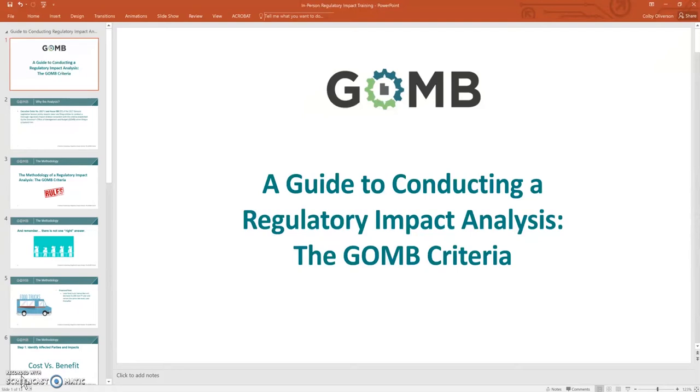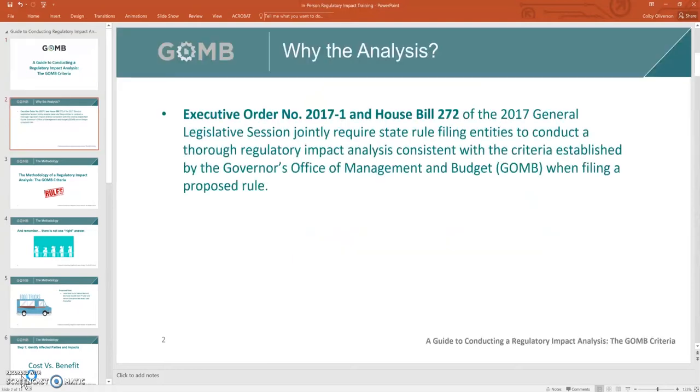So first, I want to answer the question, why is the analysis necessary? Executive Order number 2017-1 and House Bill 272 of the 2017 General Legislative Session jointly require state rule filing entities to conduct a thorough regulatory impact analysis consistent with the criteria established by the Governor's Office of Management and Budget when filing a proposed rule. And what we are going over today is a summarized version of that criteria.